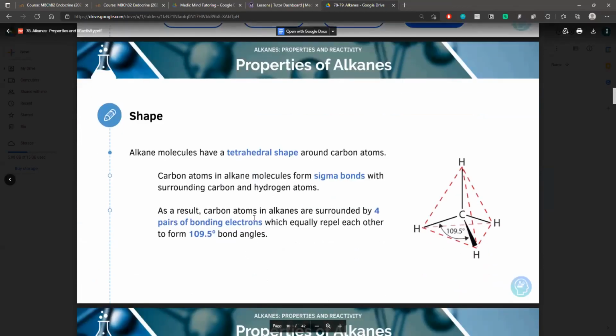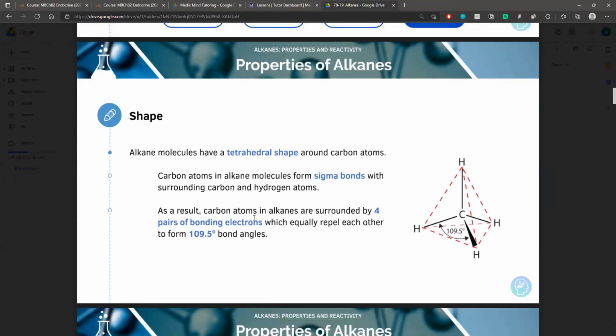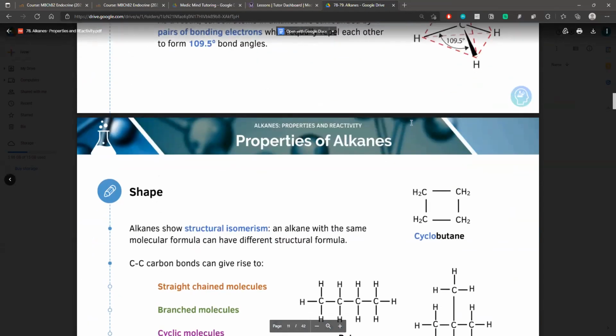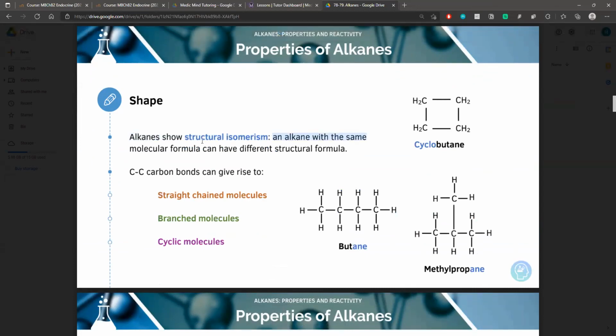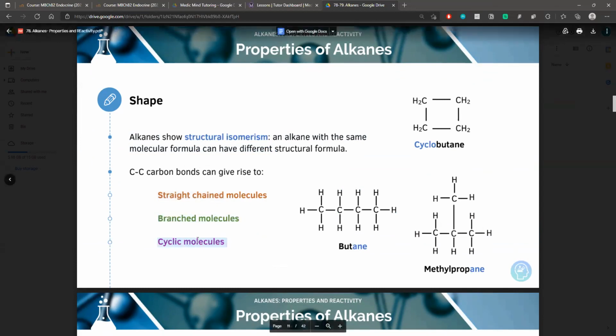Remembering alkane molecules have 4 bonded pairs, no lone pairs. So they have a tetrahedral shape around carbon atoms, with a 109.5 degree bond angle because of only sigma bonds present. And alkanes show structural isomerism. So an alkane with the same molecular formula can have slightly different structural formulas due to the permissibility for straight chained, branched, and cyclic molecules. So you have different types.